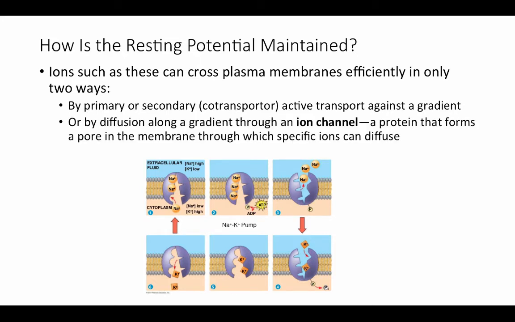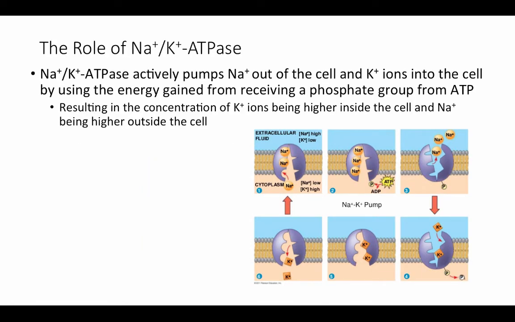So the other way that ions can move across the membrane is by diffusion along their electrochemical gradient through an ion channel. So a protein that forms a pore in the membrane through which specific ions can diffuse. So these can either be passive channels that are open all the time, or they can be gated in some way that lets the ions pass through only under certain circumstances. We'll talk about that more as we go. So let's think again about this sodium-potassium pump and review how it works.